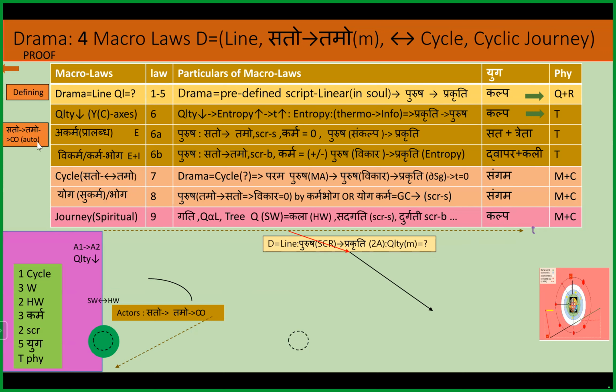Then by default, it is always Sato to Tamo. So this is the quality axis. And this quality axis has actors A1 and A2 because they are all proportional. That has been proved by the drama definition. So these are the actors, and we can see that this quality will always degrade. That is what is explained.